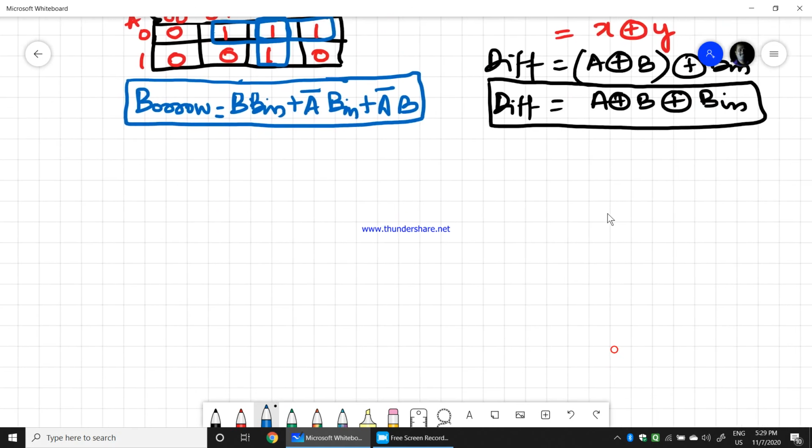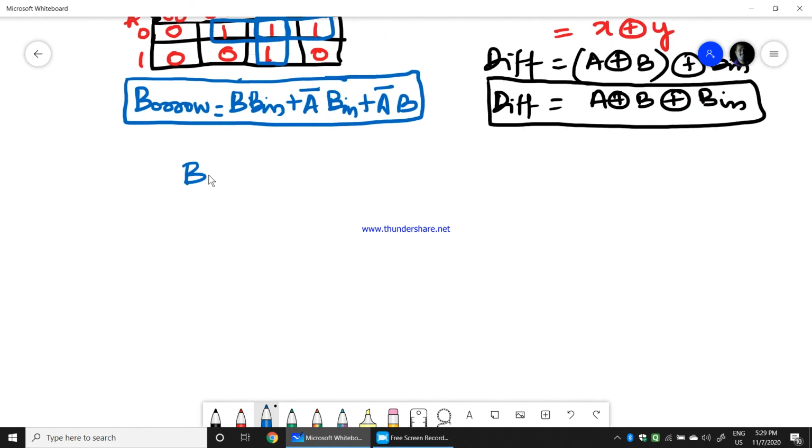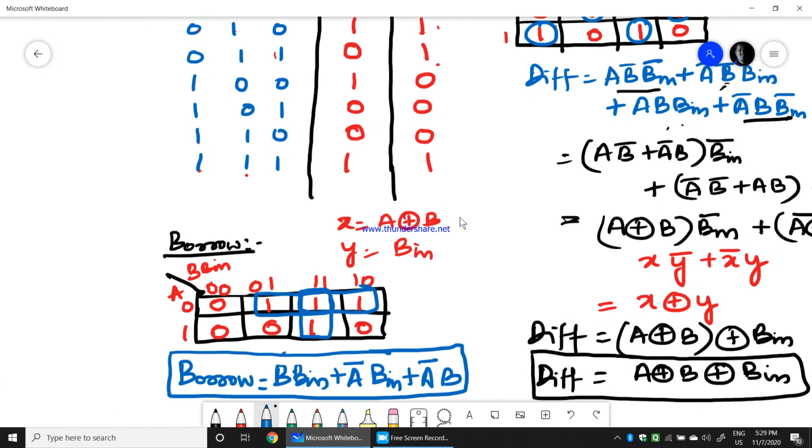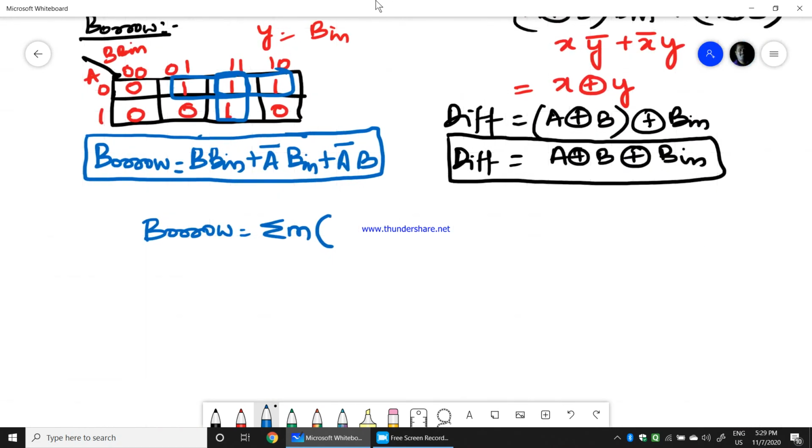Now let me go with borrow by directly taking the min terms from the truth table. The min terms for borrow are 1, 2, 3 and 7. Now we write the expression for this, because we take this expression while implementing the full subtractor using NAND gates and NOR gates. This expression will reduce the number of gates used compared to the expression from the K-map.